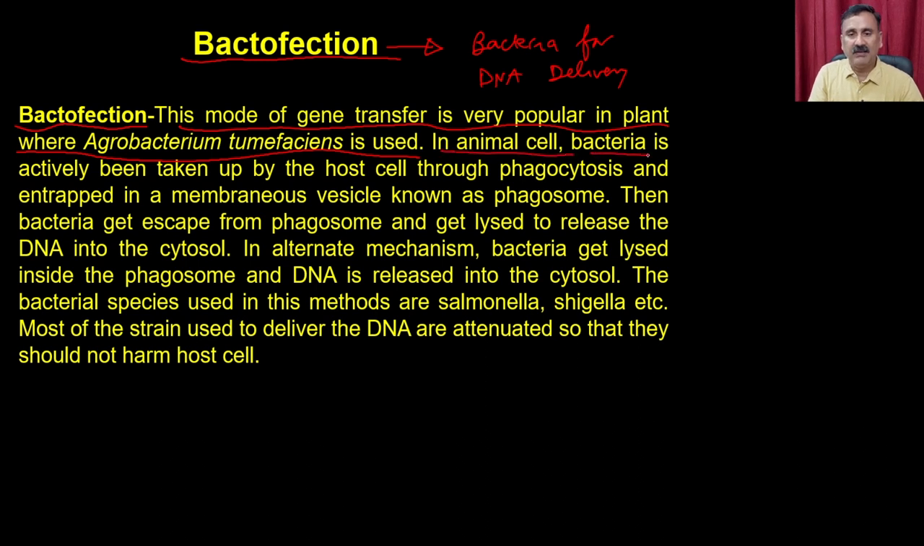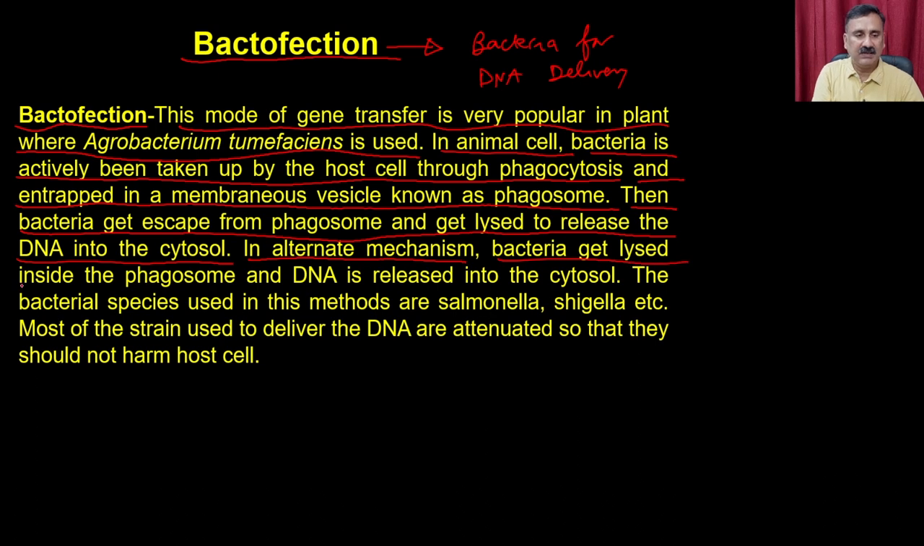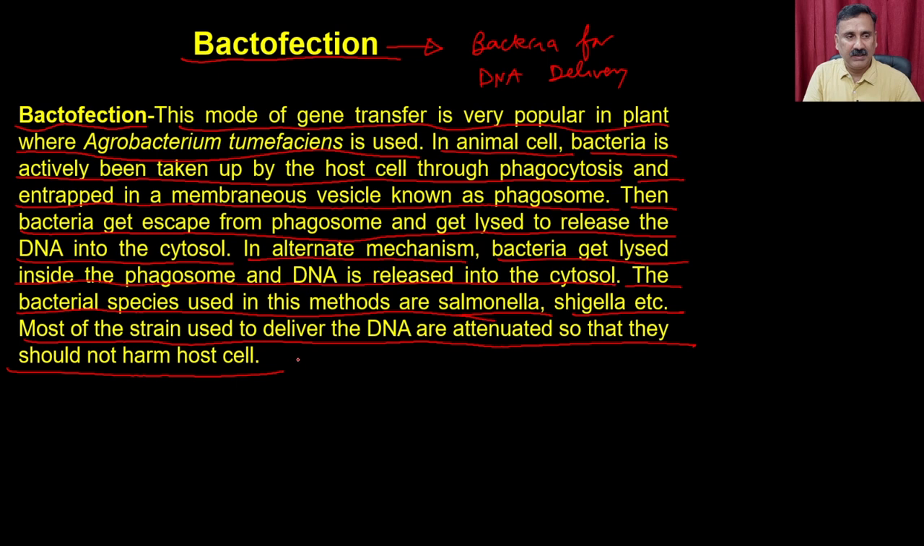In animal cells, the bacteria is actively taken up by the host cell through a process which is called phagocytosis, and is entrapped in a membranous vesicle known as the phagosome. Then the bacteria escape from the phagosome and get lysed to release the DNA into the cytosol. In an alternate mechanism, the bacteria get lysed inside the phagosome and the DNA is released into the cytosol. The bacterial species used in these methods are Salmonella, Shigella, etc. Most of the strains used to deliver the DNA are attenuated, so they should not harm the host cells.